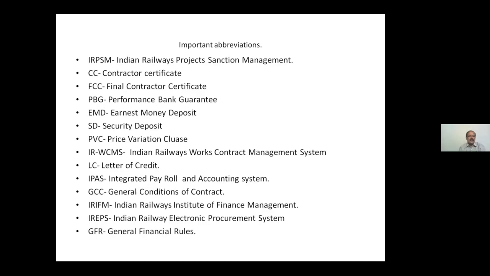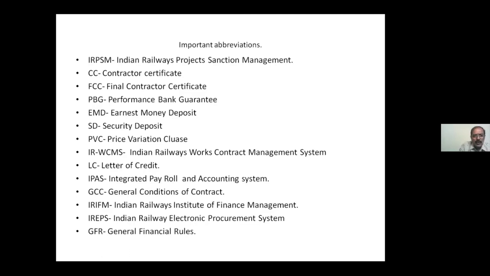Next, letter of credit, LC. Yesterday, somebody was asking about LC. What do you mean by this? This is nothing but cash, given by railway towards payment to the contractor for any bill costing above 10 lakhs. So what is the minimum limit for issue of letter of credit? You have to say it should be 10 lakhs and above.